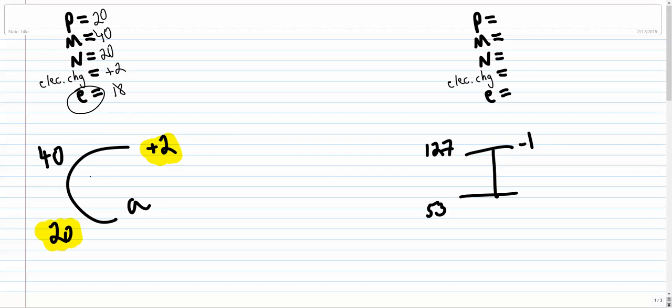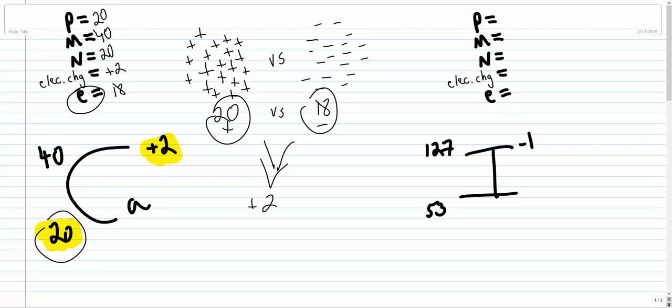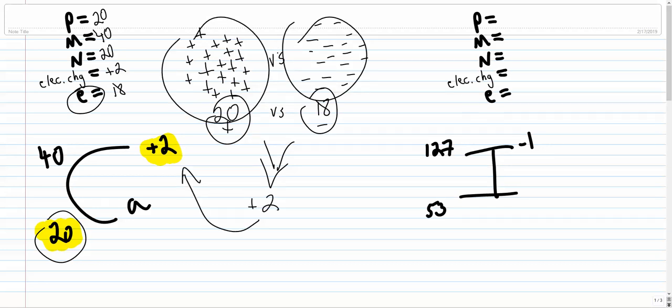So if I wanted to, I could draw all this out. I could draw 20 pluses, and I could draw out 18 minuses, and I could say, all right, if I've got 20 pluses versus 18 minuses, that comes together to make a plus 2 charge. So no, I'm not going to draw all this out for every one on the quiz, but that's just kind of how I think about it.